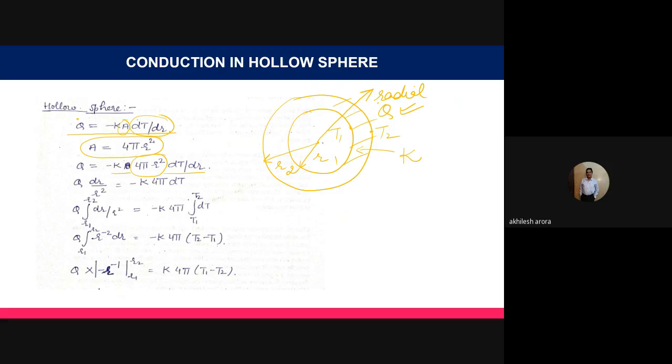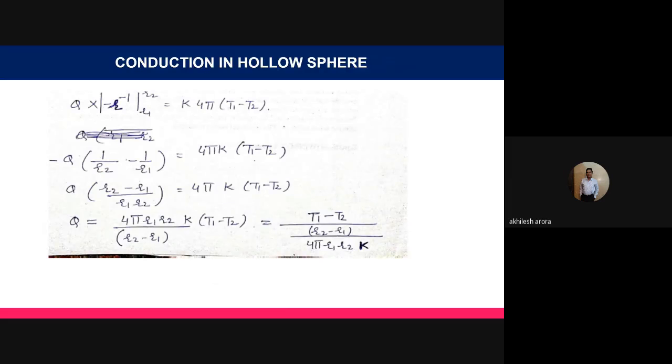Other things remaining the same, you can take dr and r square on the left hand side here. Then we are left with minus k 4 pi dT, and this is a simple integration. So finally, when you do all these steps, this will be the answer. Q dot will be given by 4 pi r1 r2 k (T1 minus T2) divided by (r2 minus r1). This is the final equation, which we can also write as (T1 minus T2) divided by (r2 minus r1) divided by (4 pi r1 r2 into k). So this is the value of the heat transfer in the case of a hollow sphere because of conduction.